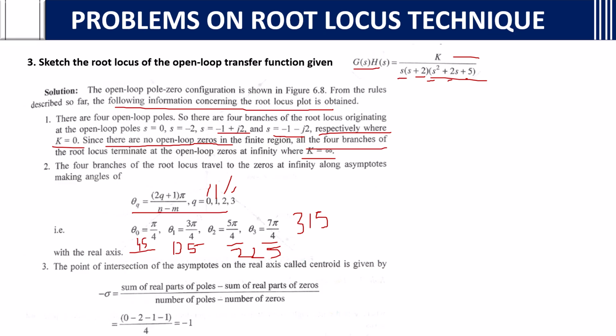And n will be what? 4. 4 minus 0. Right. There are no zeros. N, there are 4 poles.